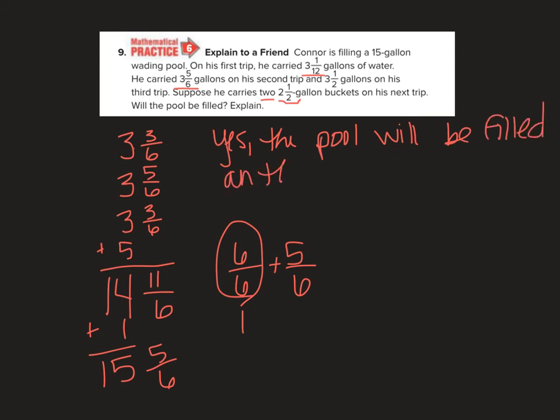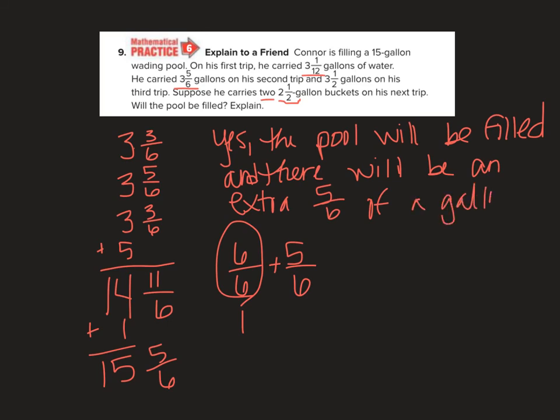And there will be an extra 5/6 of a gallon, which I suppose could cover any spillage you might have had when you were pouring it in. I don't know, or you just don't need it. But anyways, there we go.